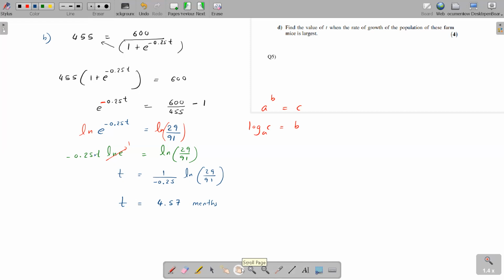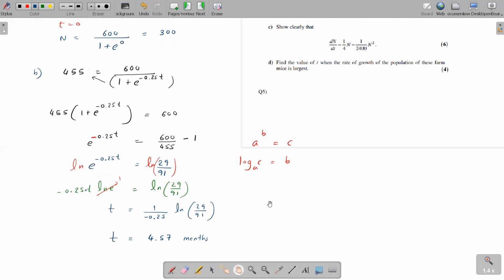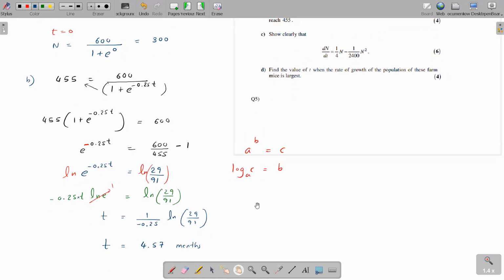Or you could say 5 months, because at 4.57 it is 4 months totally and another part of the fifth month. So at the end of the fifth month, your population has exceeded 455, right? So what does it take to reach 455? It should be 4.57 months, because they want the time when it reaches 455, not when it exceeds, to the nearest month. So just keep it like that. Okay, then part C.